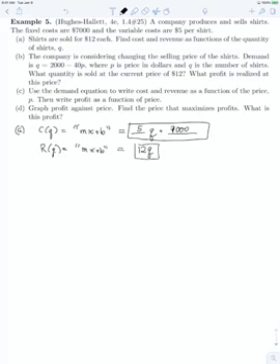Okay, part B. The company is considering changing the selling price of the shirts. Demand is Q equals 2,000 minus 40P, where P is price in dollars and Q is the number of shirts. What quantity is sold at the current price of $12 and what profit is realized at this price? So now we're going to go from the price to figure out how many shirts are sold, that is the demand, and then go from that to figure out what the revenue and the cost are and therefore the profit. So we're going to combine all of those. But one step at a time.